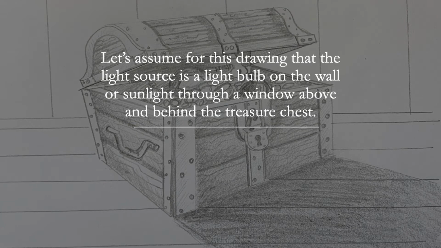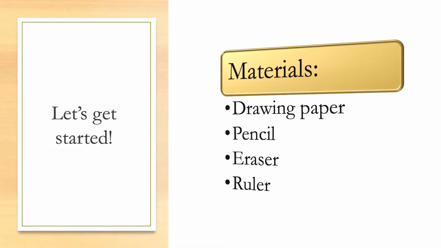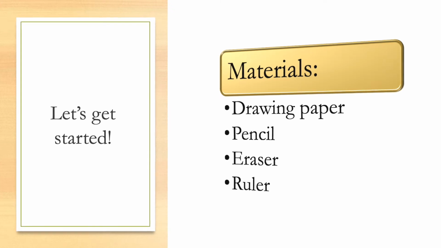All right, let's assume for this drawing that the light source is a light bulb on the wall or sunlight through a window above and behind that treasure chest. So let's get started. The materials you'll need are paper, pencil, an eraser, and a ruler.